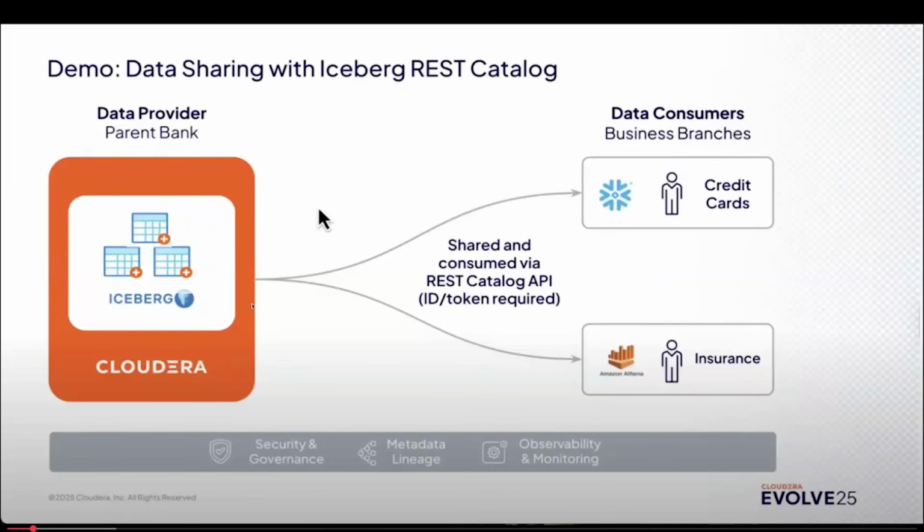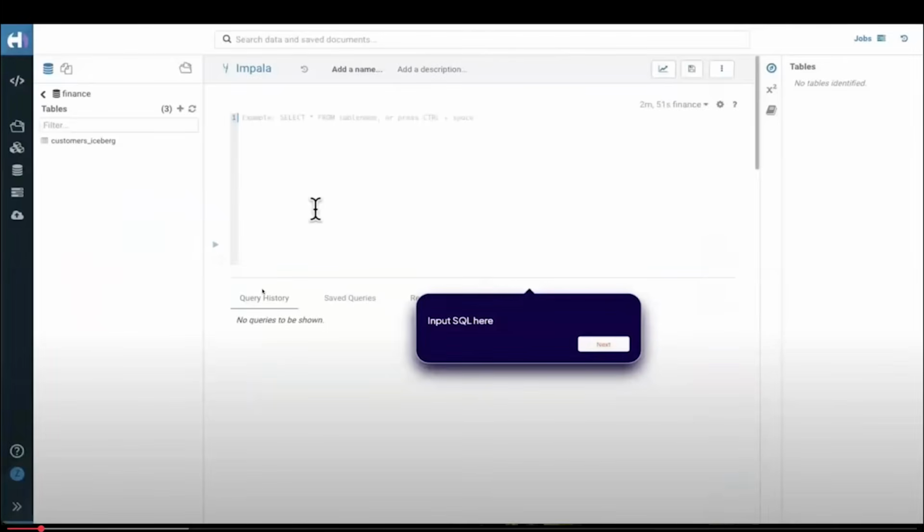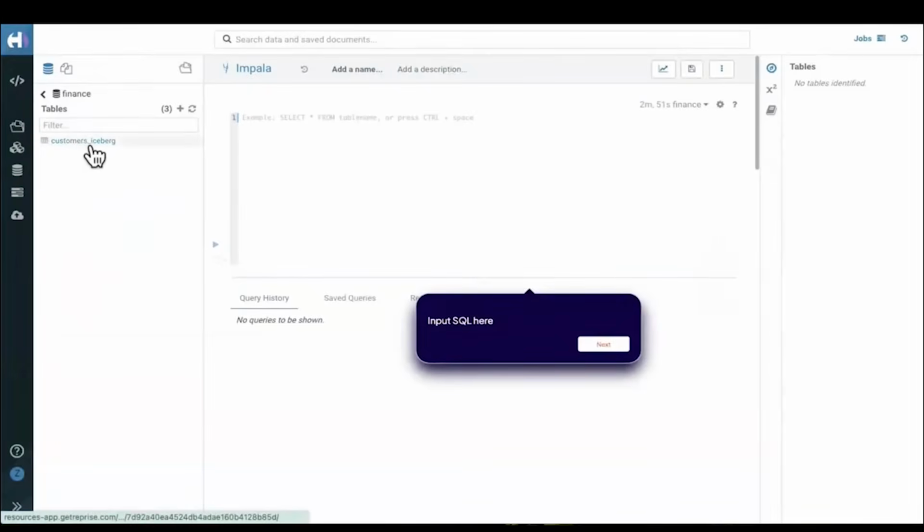So as I was talking about, we have an example of core banking where your banking data, or the bank, is using Cloudera as a vendor. What we're going to show you is how you can ingest this, so basically the end-to-end pipeline, from ingestion to consumption from different query engines. And in the background of all of this is the Iceberg REST catalog.